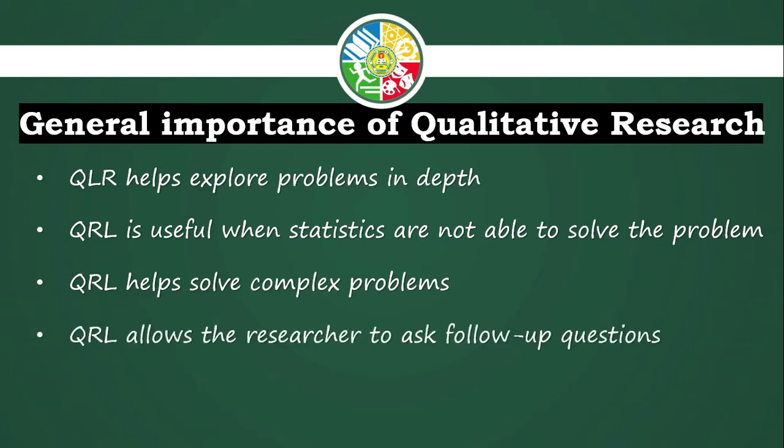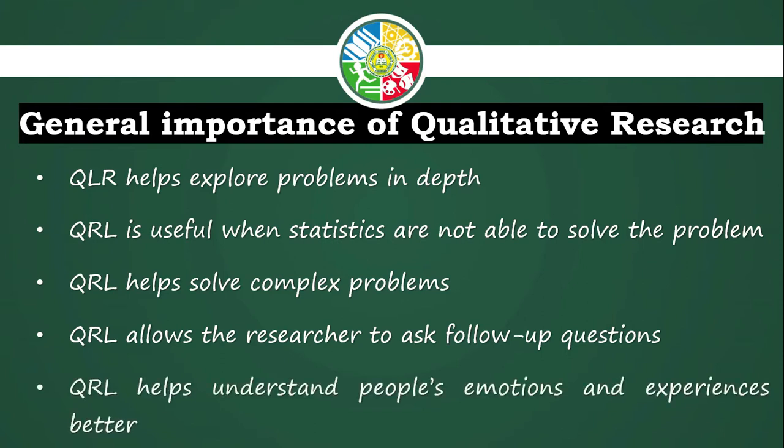QRL allows the researcher to ask follow-up questions. When you conduct a research, you usually have a set of multiple choice questions. Everyone is required to select only among the options that the researcher pre-planned. In QRL or qualitative research, you can ask pre-planned questions and follow them up with other questions based on the answers of the research participants.